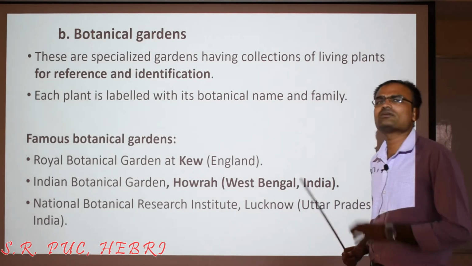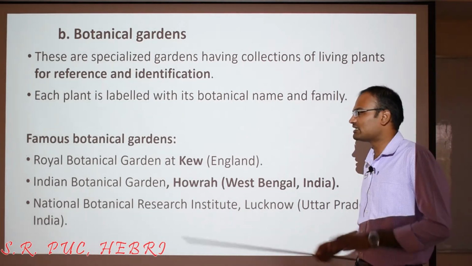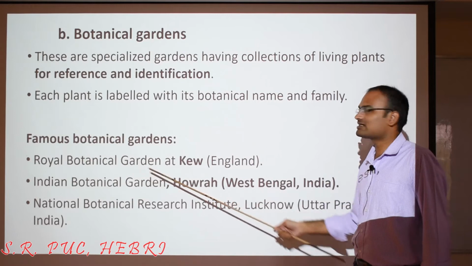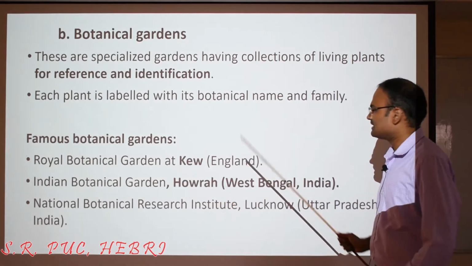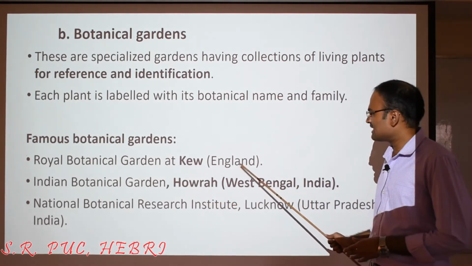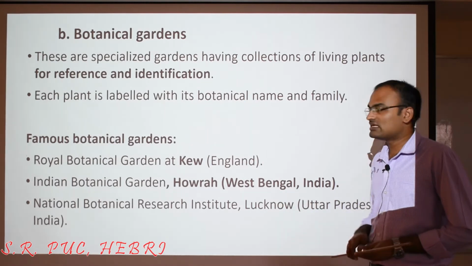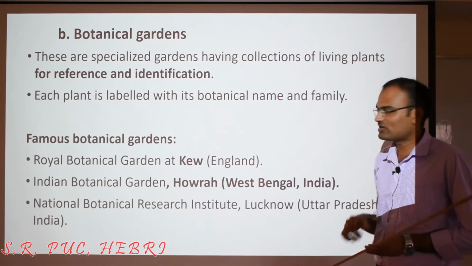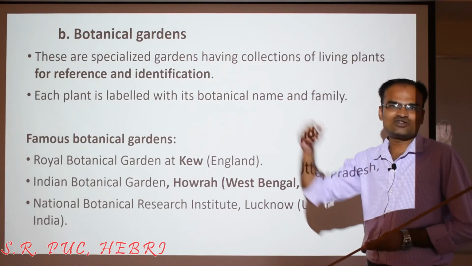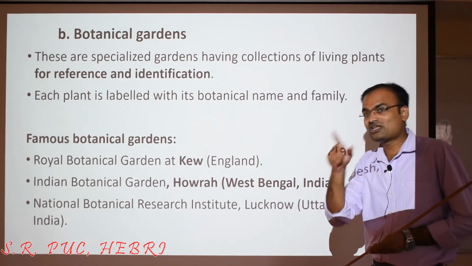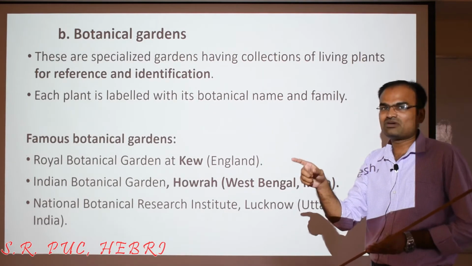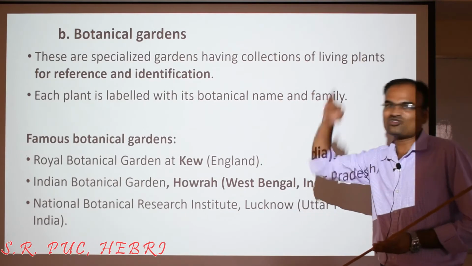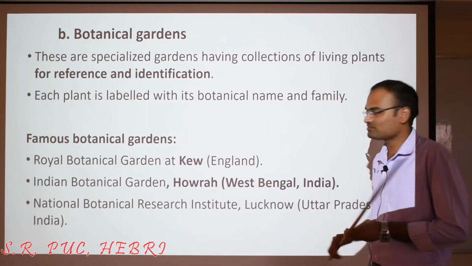Some of the famous botanical gardens are very important. The first one is the Royal Botanical Garden at Kew in England. In England there is a place called Kew, and in that Kew there is a Royal Botanical Garden, the biggest garden in the world, which has millions of different types of plants. Not only plants available in that particular area, but different plants from different corners of the world are reared there.